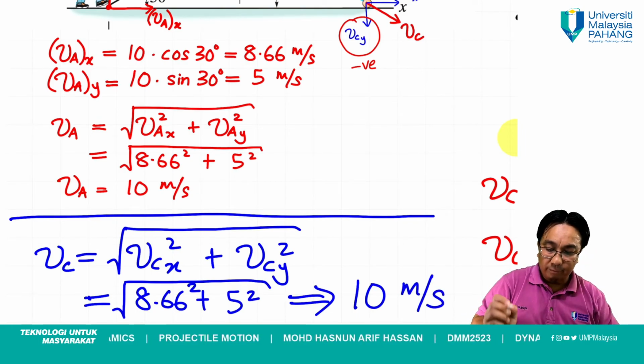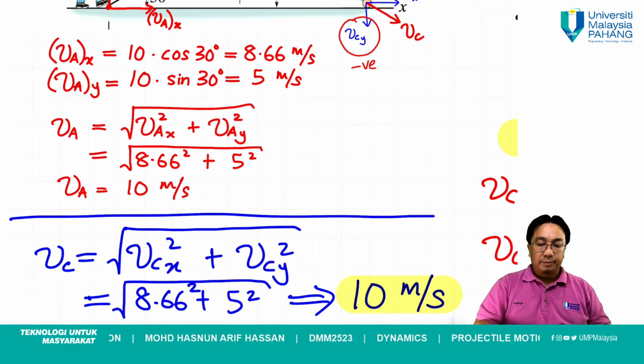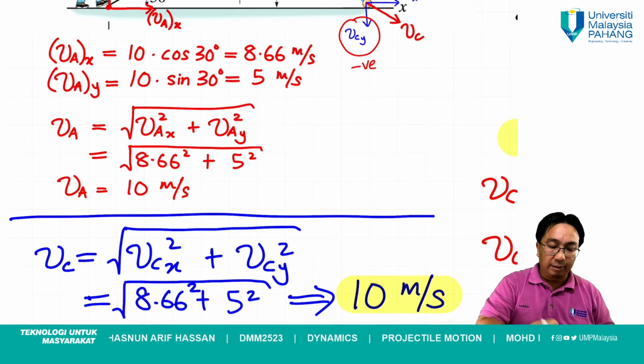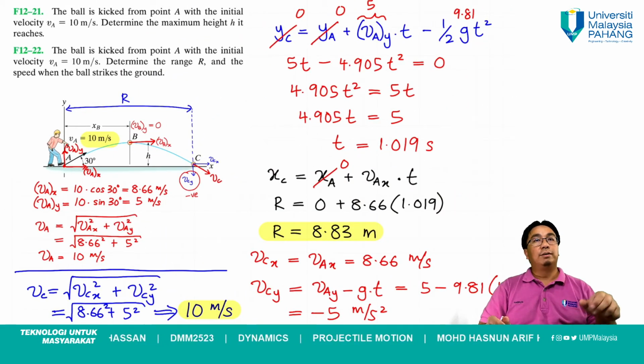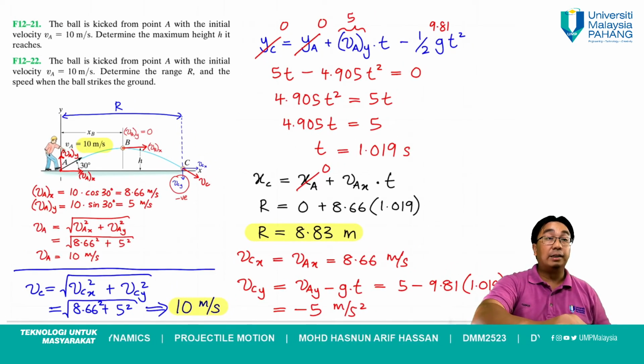Semua dapat jawapan sama macam saya tak? 10 meter per second. So basically dia tendang dengan 10, dia landing balik dengan 10 meter per second juga. Sama macam the initial velocity.